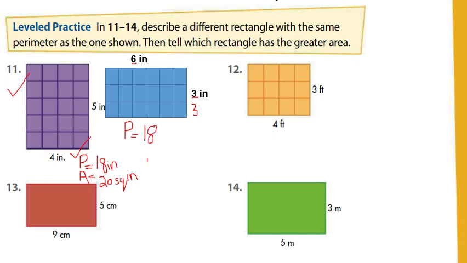And what is the area? Excellent. 18 square inches. 6 times 3 is 18. Now we have to circle the bigger area, the greatest area. So the purple or the blue, which rectangle has the bigger area? Excellent. The purple one, which is 20.